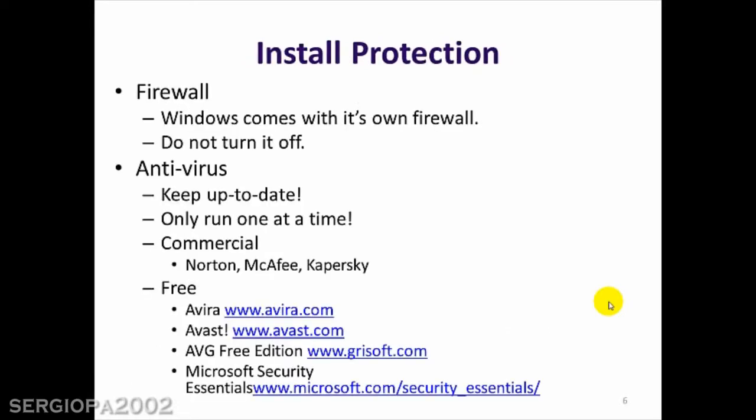Now, you should install protection every time you buy a new computer. The good thing is that Windows already comes with its own firewall, so you will be protected in the network layer, and so it's important that you do not turn it off. Normally it's on by default, but it's also important that you don't turn it off. I will have a video in the future explaining how to use the Windows firewall, so check my channel soon for these videos.